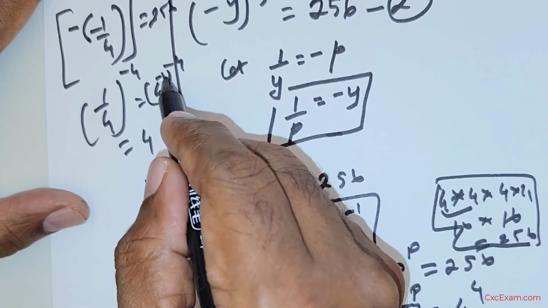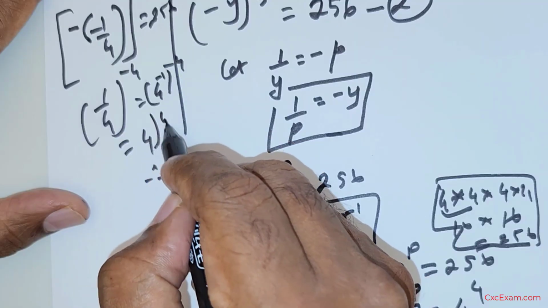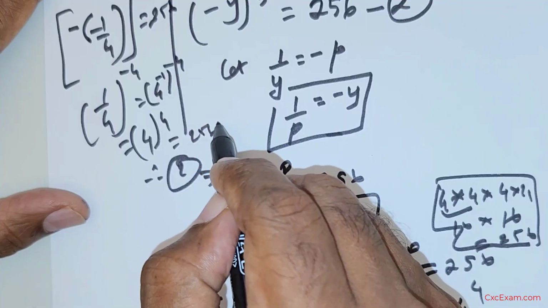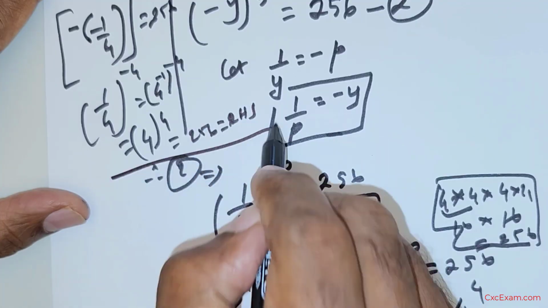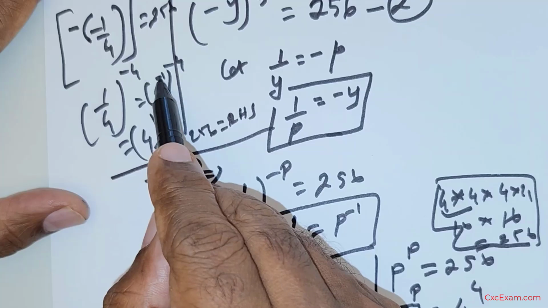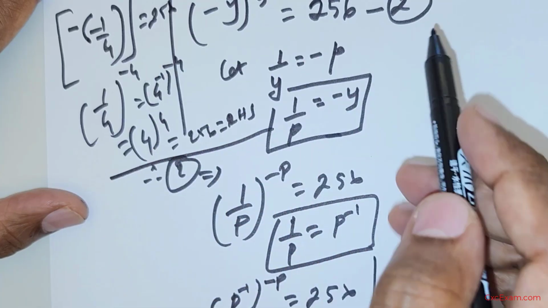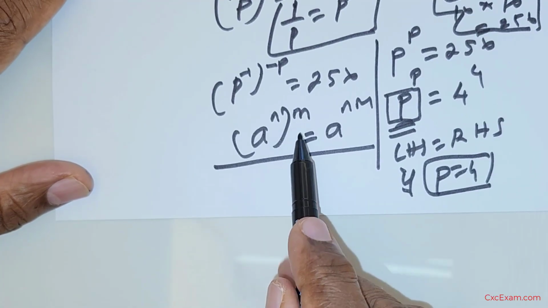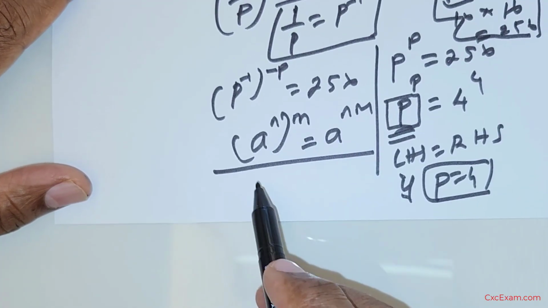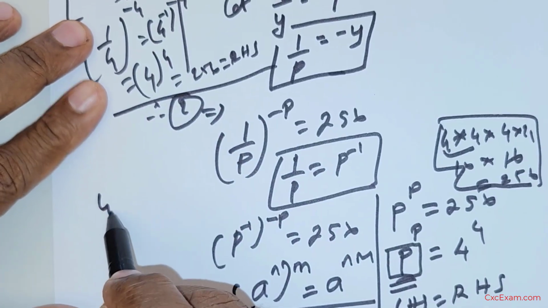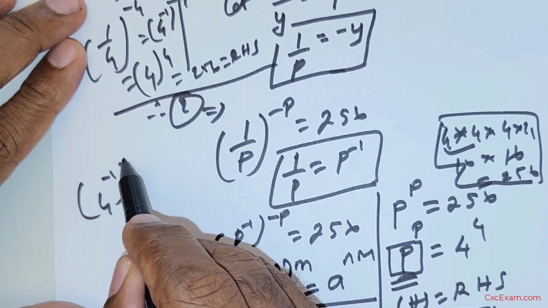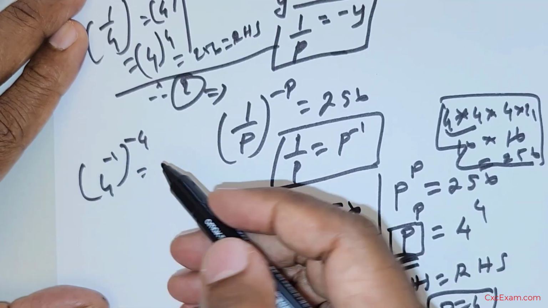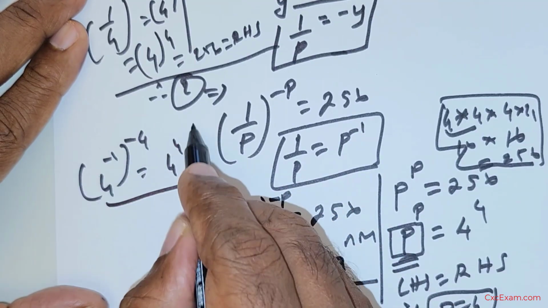So the exponent value will be a positive sign. So 4 raised to the power of 4 is what? 256. And what is that? That is nothing but the right hand side. Okay, so over here I am using this concept: a raised to the power of n, raised to the power of m, is a raised to the power of n times m. Over here we got 4 raised to the power of negative 1, that in turn is raised to the power of negative 4. So I am multiplying the signs, that will become positive. That's the reason I am getting 4 raised to the power of 4.